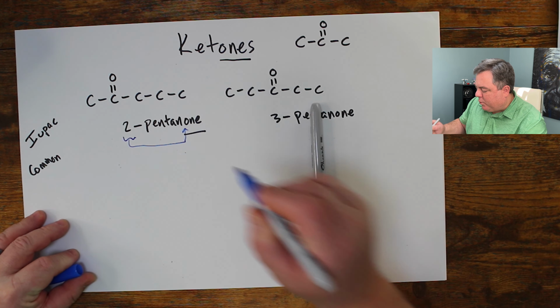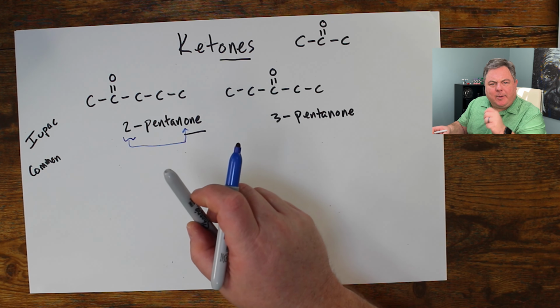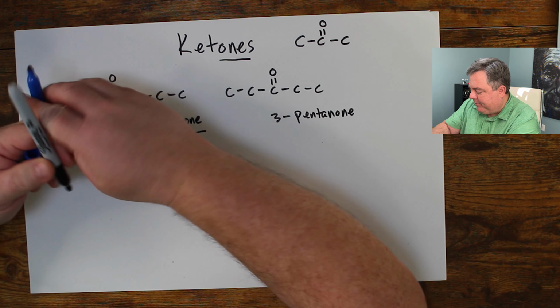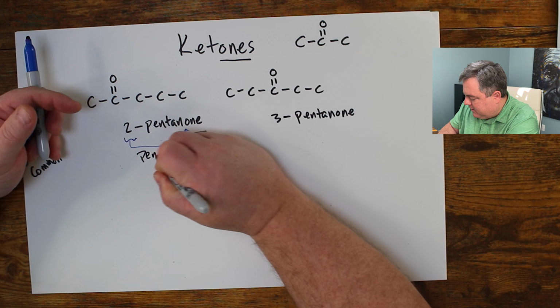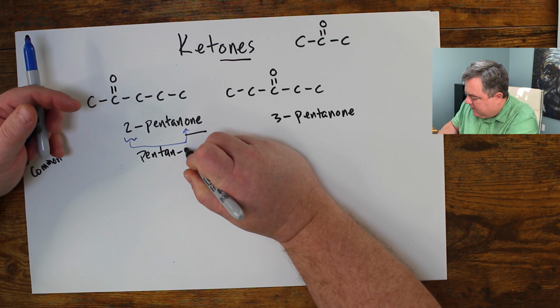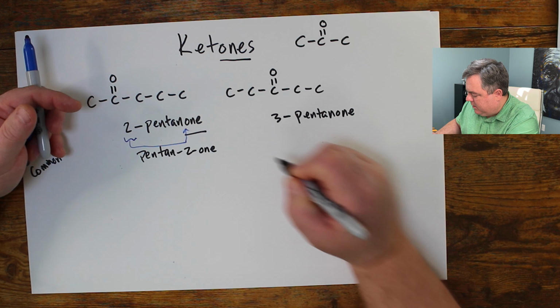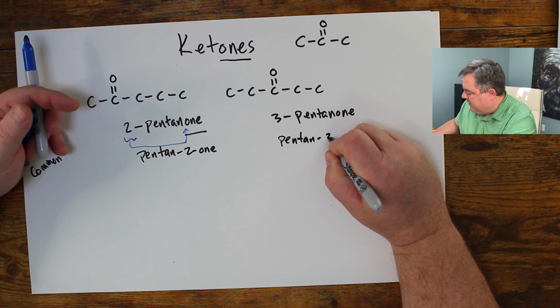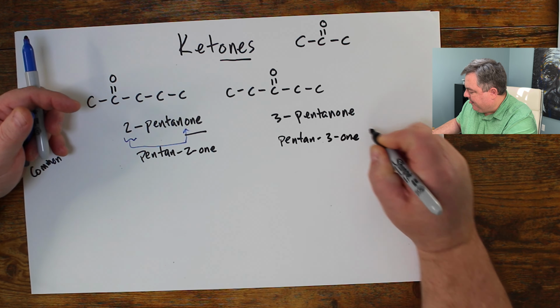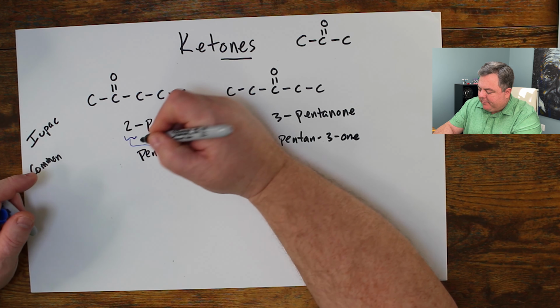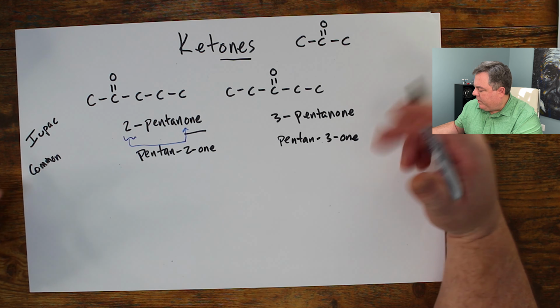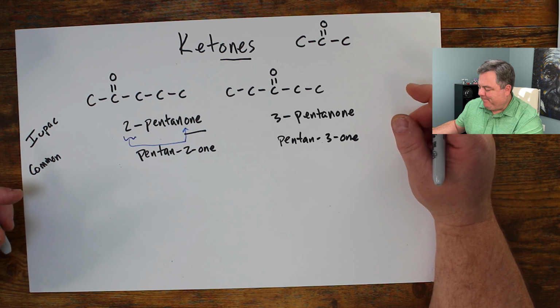The other way you can do it is you can take the number and put it right before the "-one" to say the "-one" is the carbonyl. So you can also call this pentane-2-one. And this one is pentane-3-one. And that's technically probably the better way to do it, but both of these are very common and everybody would understand what you meant.